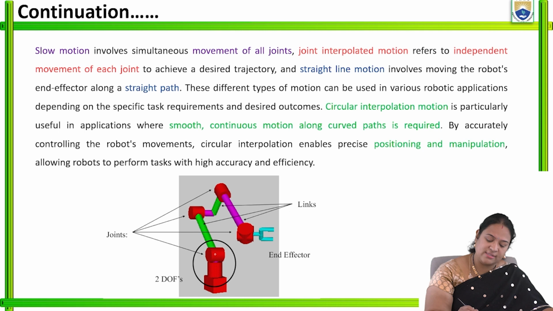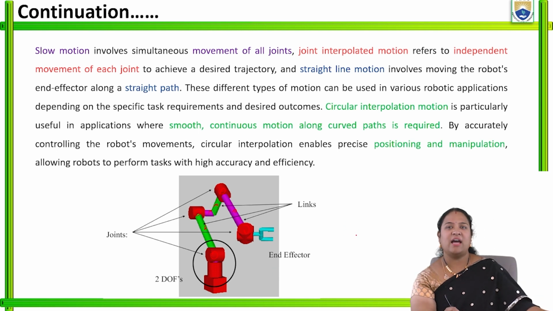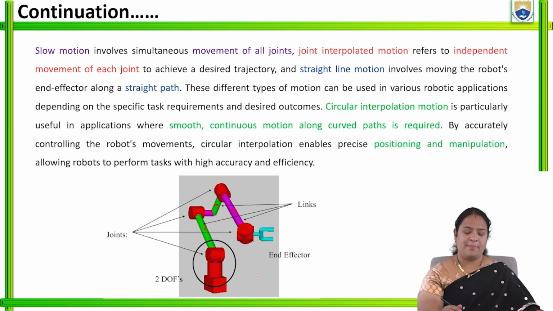These are called the joints, and these are the links which have been attached to the joints, and this is the fixed base, and this is the end effector. Now this big figure, whatever we are seeing, is a figure which has 2 degrees of freedom. Now in this particular figure, what is happening?